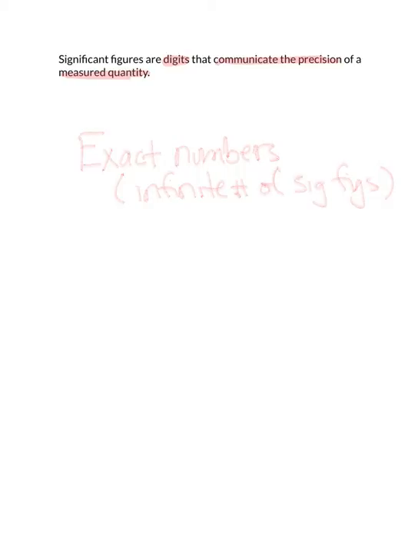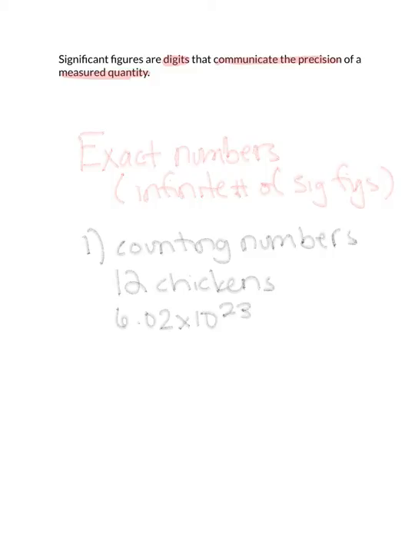And there are really 2 things that fit into this category. The first one is counting numbers. Right? There's no significant figures in having 12 chickens. I either have 12 or I don't. I counted them physically. There's no significant figures in counting out 6.02 times 10 to the 23rd atoms if we could manage to count out atoms the same way we count out chickens. Those are numbers with infinite sig figs, and I don't have to think about them. 2. Conversion factors.